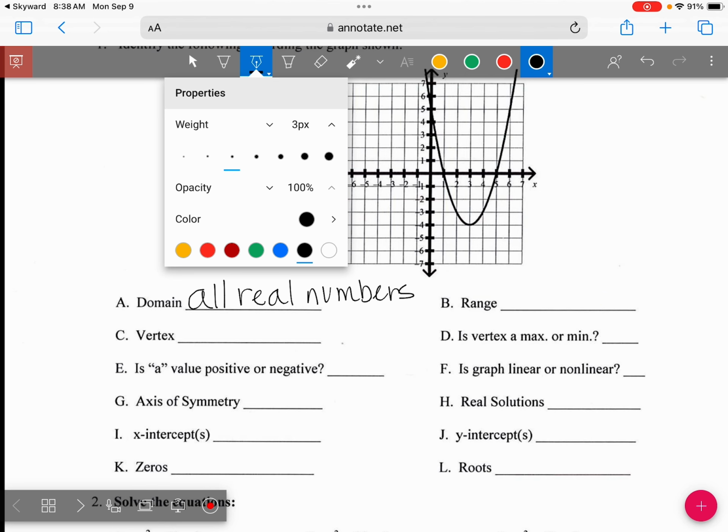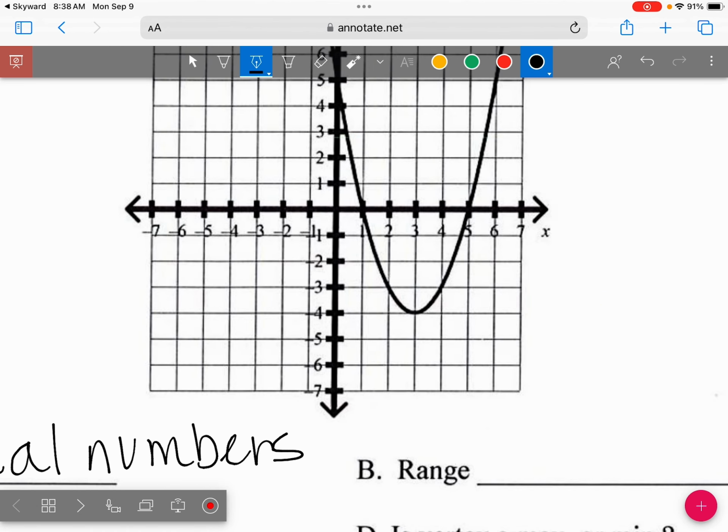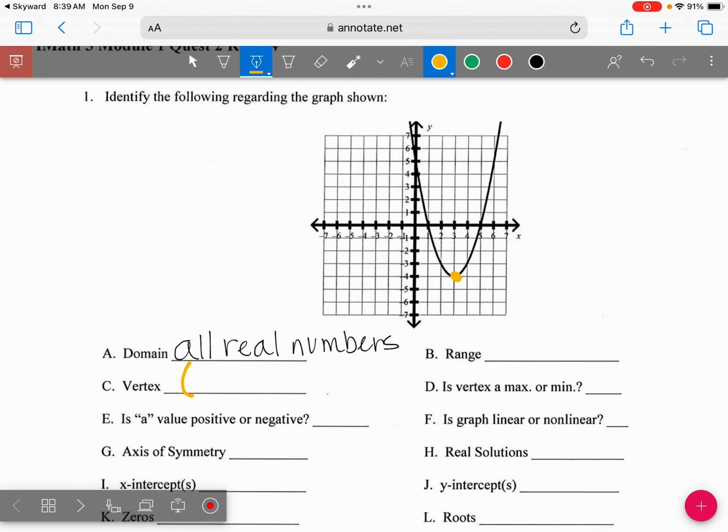The range for this graph is going to be your lowest y value. So this here is your vertex. So that's your vertex of the graph. That's at 3, -4. So let's go ahead and fill that in for part C. So that -4, that's your range. This number is your range. Is y is greater than or equal to -4.